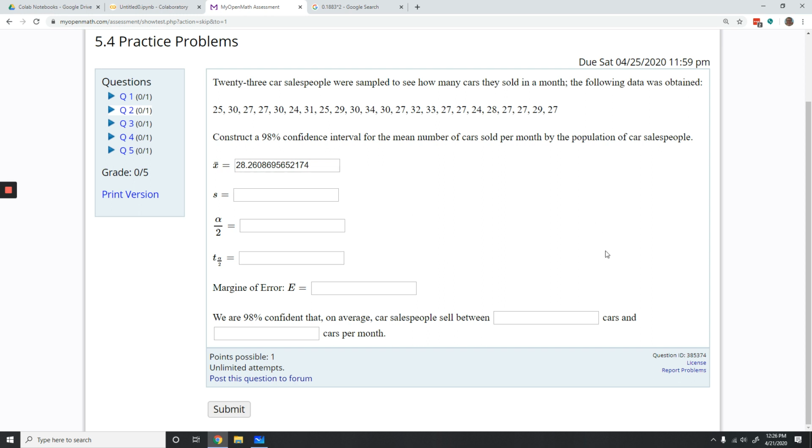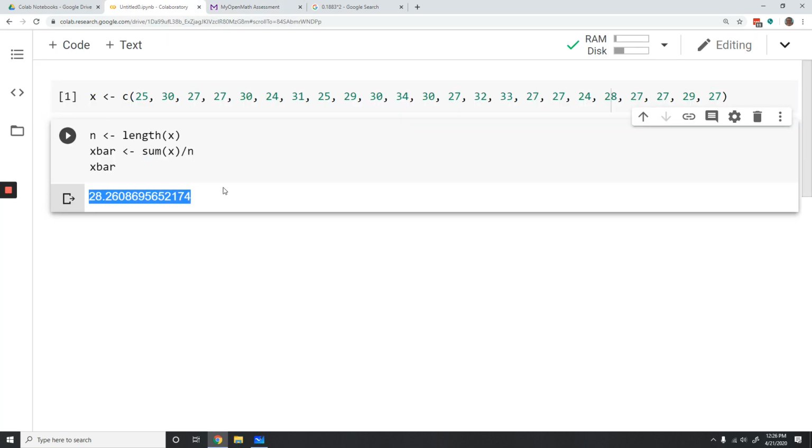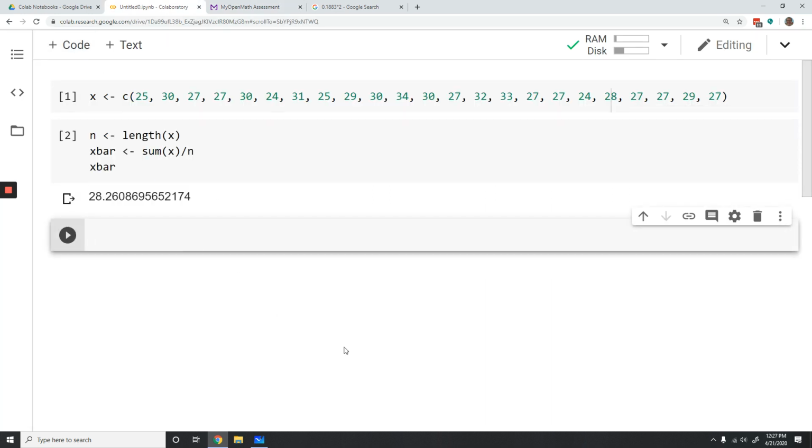Now with that same data, we're going to have to calculate the sample standard deviation. So let me get a new code cell for that. Sample standard deviation is going to be, and let me remind you of the formula because it's kind of a complicated formula. Sample standard deviation is the square root of the sum of all our data values minus the sample mean squared. And then I divide all that by 1 less than the sample size because it's a sample standard deviation.